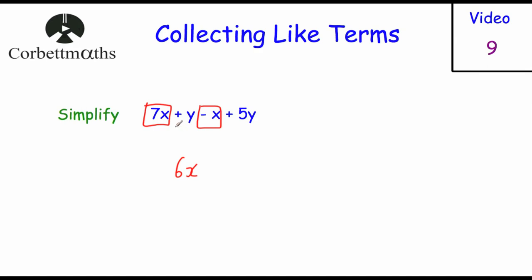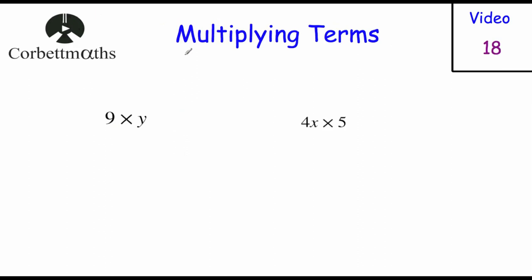Now let's deal with our y's. We've got plus y, so that's positive y or 1y. And we're going to add another 5y's. So if we added 1y and another 5y's, altogether that's adding 6y's. So that would be 6x plus 6y. And that's it. So we've simplified an expression by collecting the like terms. Okay, let's have a look at our next topic.